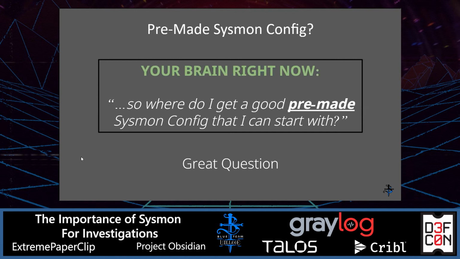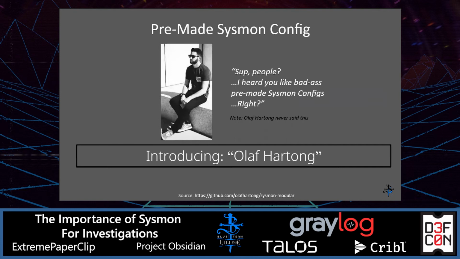So you might be thinking, where do I get a good pre-made Sysmon config that I can start with? That's a great question. I would say that Olaf Hartong has a great Sysmon config, and he makes a great modular Sysmon config that you can use to easily customize your rules for each event ID. It makes it very easy to manage. Big thanks to Olaf for making such a great Sysmon config.